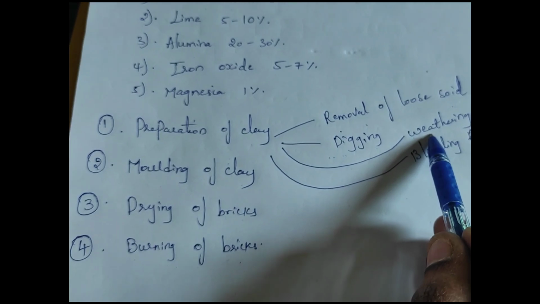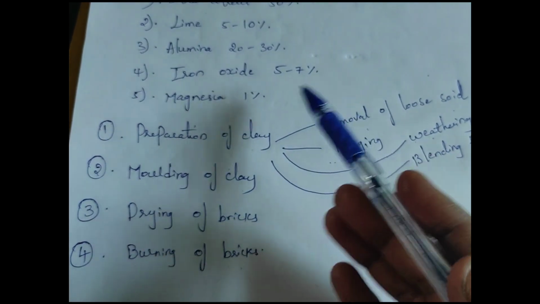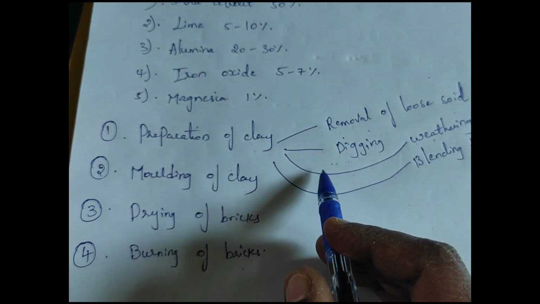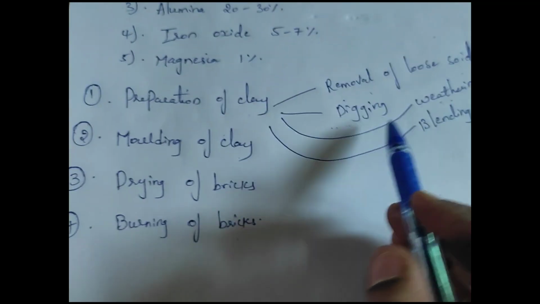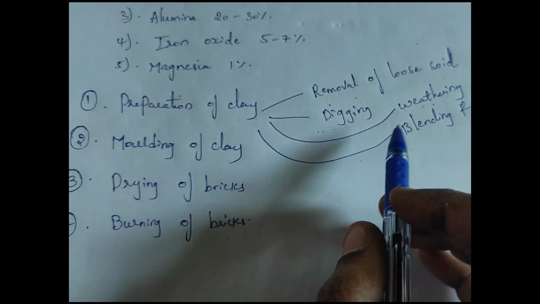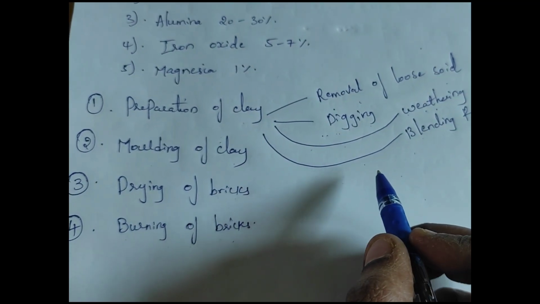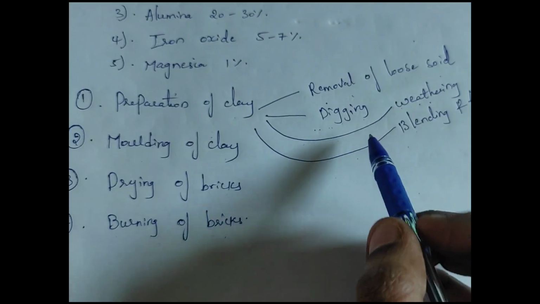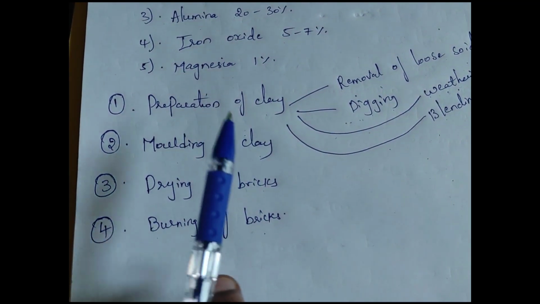The third one is weathering. Weathering means the earth is exposed to the atmosphere for softening. The period may be a few weeks to a season. And then blending and tempering. The clay is mixed with suitable ingredients. It is carried out by taking a small portion of clay every time and turning it up and down in the vertical direction. This is the preparation of the clay.